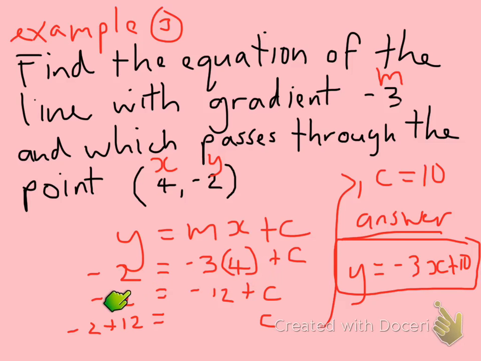Our next line, we can see that we've multiplied this -3 and the 4 to give a -12. And to get c by itself, we're going to take this -12 value and take it across to the other side of the equation. So we've now got -2 plus 12 is what c is equal to. So c is 10. We can now write down the equation as y equals -3x plus 10.